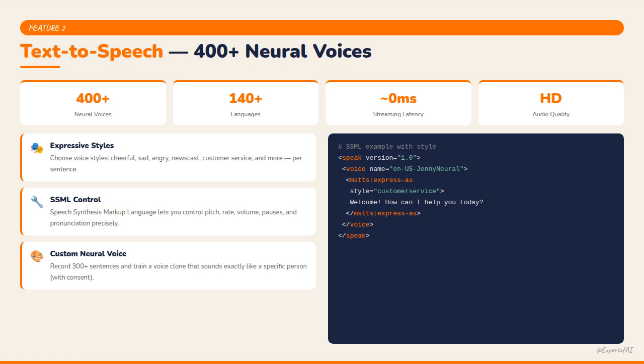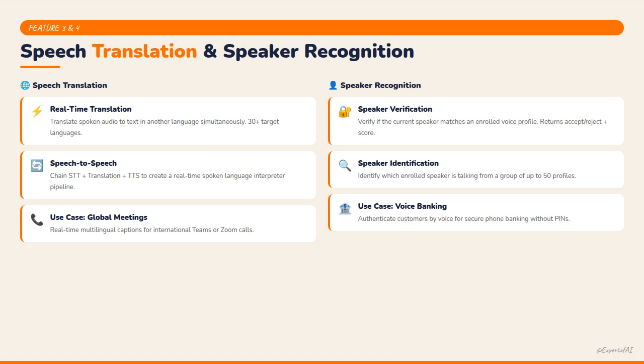Speech translation is where Azure AI Speech becomes a real-time interpreter. You can translate spoken audio to text in another language simultaneously, supporting over 30 target languages. By chaining speech to text, translation, and text translation together, you create a full speech-to-speech pipeline, a real-time spoken language interpreter. This is exactly what powers multilingual captions in Microsoft Teams meetings.